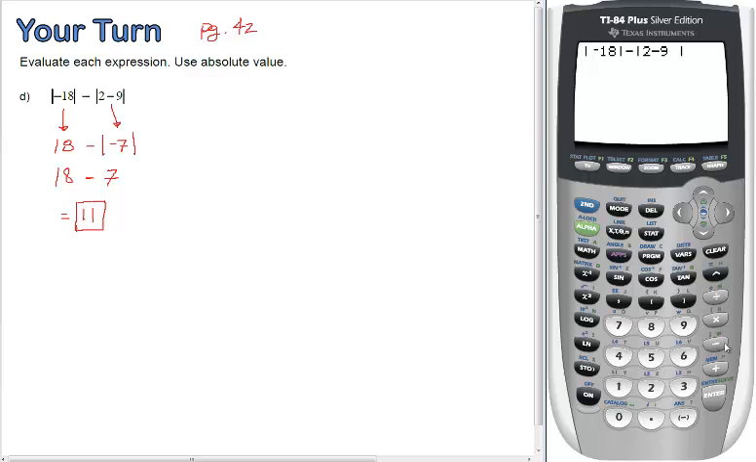There's a difference between subtract on the calculator and negative. The only one that's negative here is the first one. These are subtract, subtract. Step outside and hit enter. There's your answer. So there's an example of absolute value.